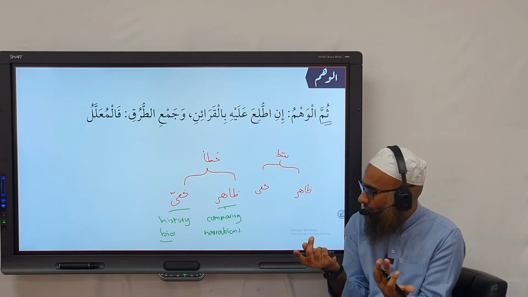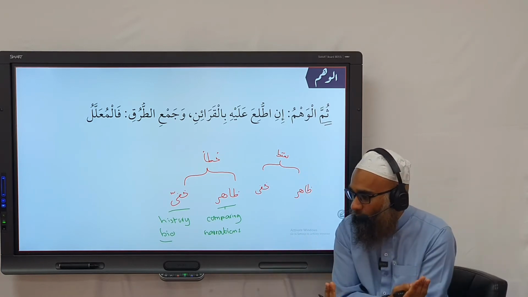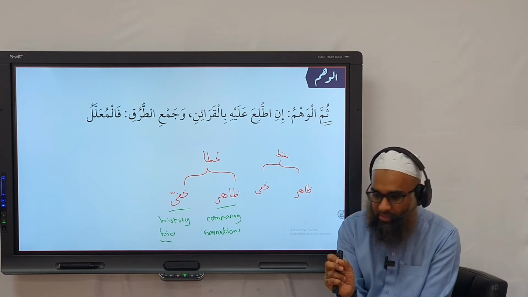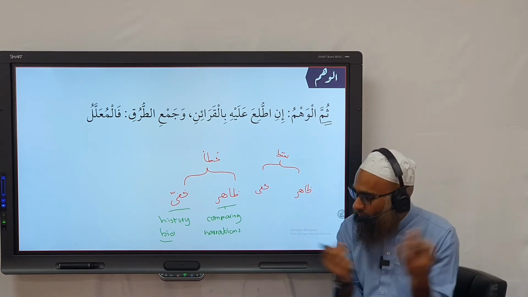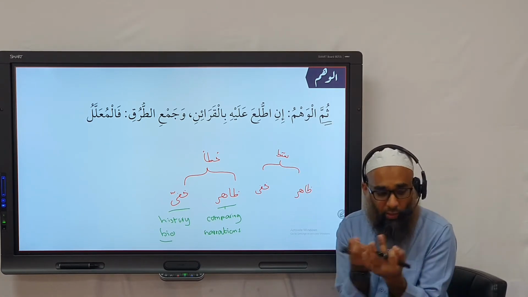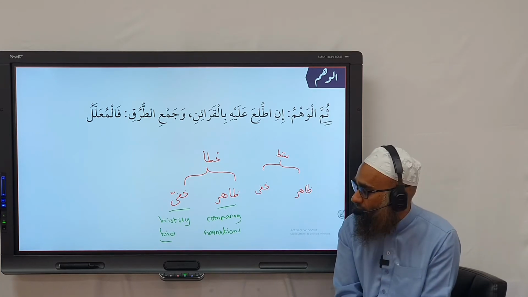You will never know this. You can't figure this out. You can compare as many chains as you want. You will never know that, so you say Hushaym is thiqa, Zuhri is thiqa, Hushaym met Zuhri, sanad muttasil, thiqa rawi. Why don't you take this? You would have to know the story behind this.